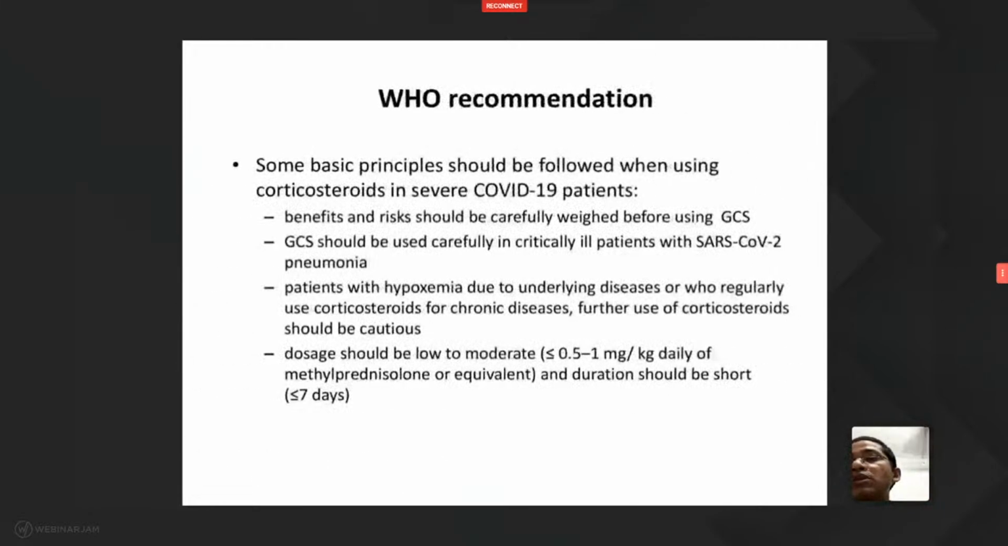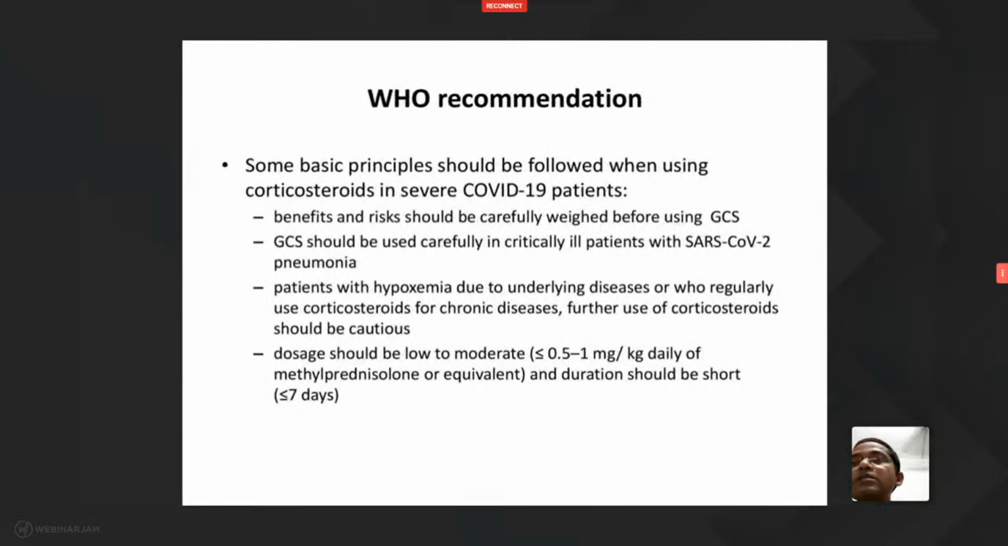Regarding the guideline, the WHO came first, with the caution that some basic principles should be followed when using corticosteroid in severe SARS-CoV patients. We have to weigh the risks and benefits while using glucocorticoid, and it should be used carefully and critically in patients with SARS-CoV pneumonia. They have also mentioned that in patients with hypoxemia due to underlying disease, and who have regularly used corticosteroid in a chronic disease, further use of corticosteroid should be with caution.